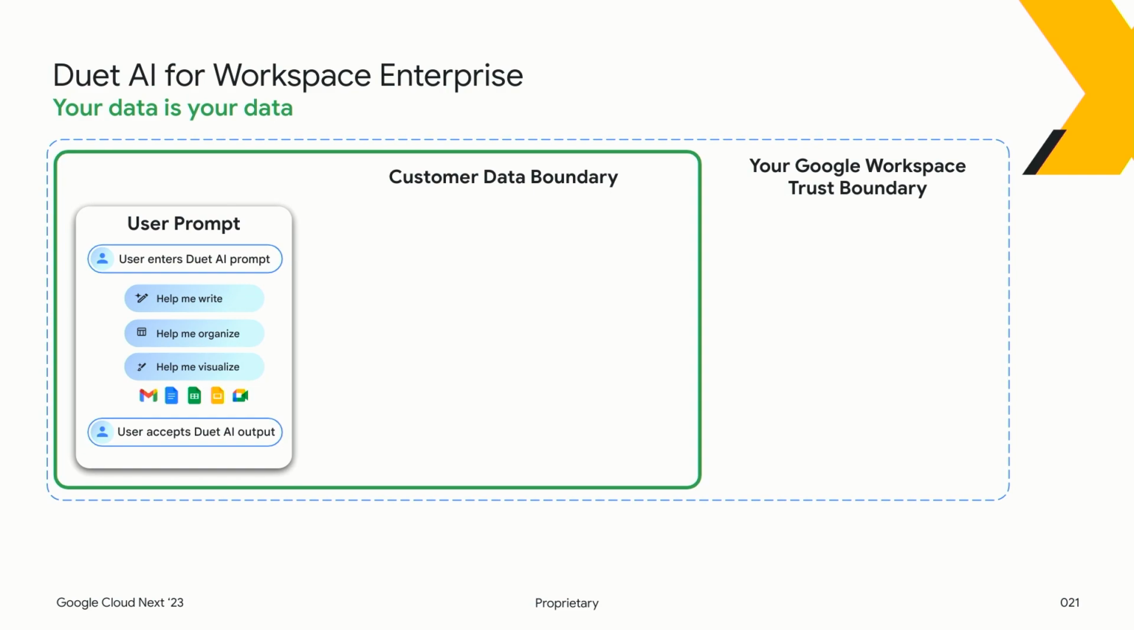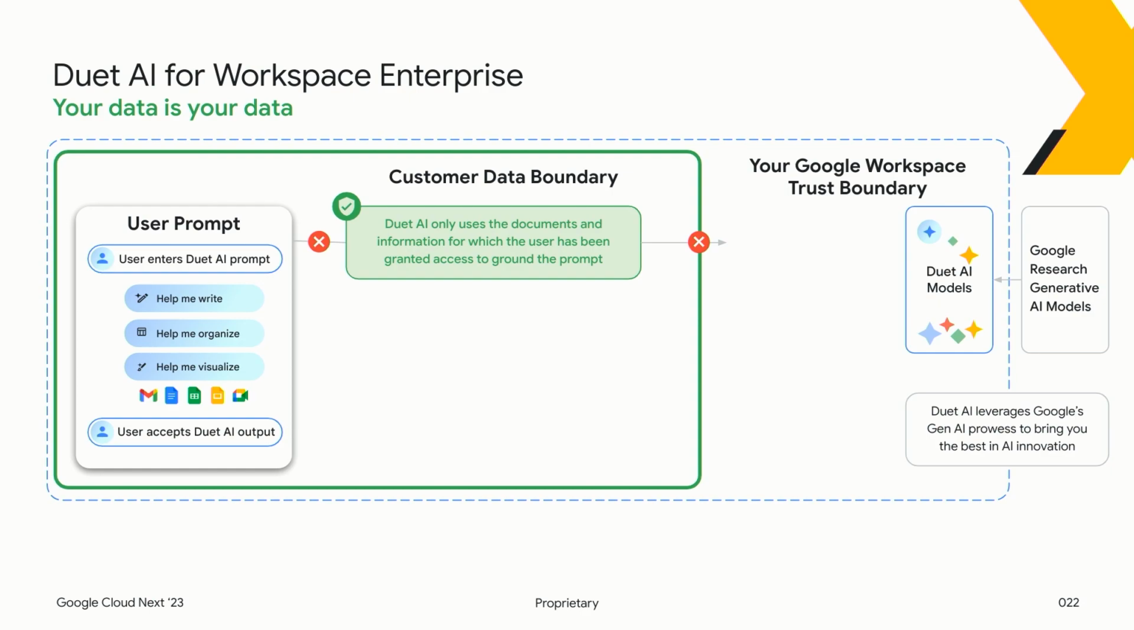Duet AI resides within your data boundary, like you can see. And when the user issues a request or a prompt, we first use the user's documents and information to help provide context around the prompt. What this means is we look for the documents and the information that the user has the right access controls to. It respects all of the existing ACLs, all of your trust rules, and everything else when it pulls this information. This is how we contextualize and provide customization and personalization in Duet AI.